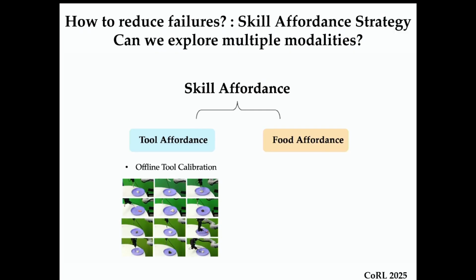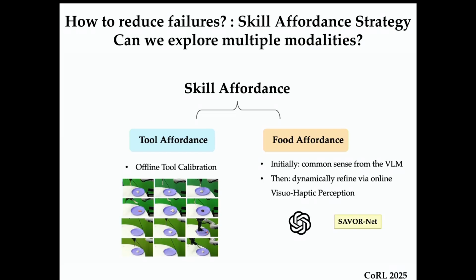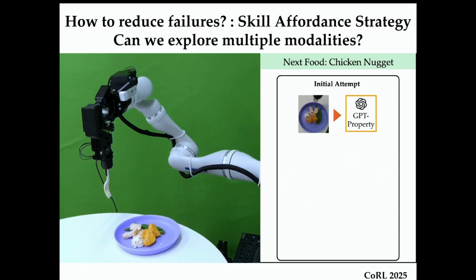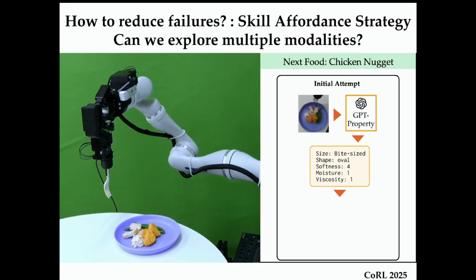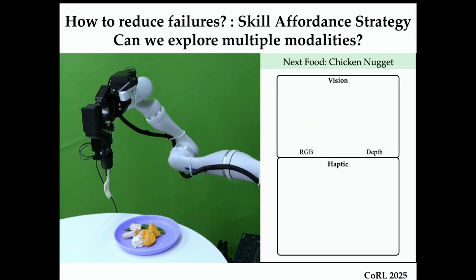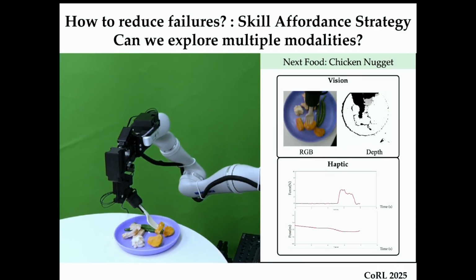For tool affordance, we had some kind of offline tool calibration: various kinds of tools, and what is their success rate for different food items? And for food affordance, initially we start from a common sense VLM, and then we update it. So let's look at this. The robot is trying to pick up this chicken nugget. It goes to a GPT property which identifies some physical properties, and then GPT skill, a planner, says, okay, I should skewer. Robot starts skewering it, and it is successful.